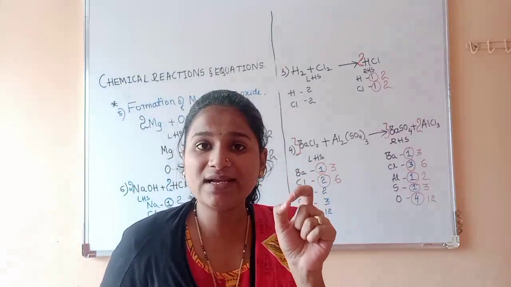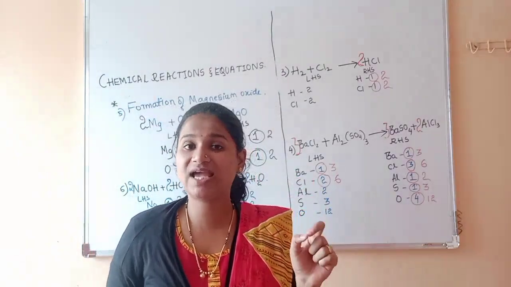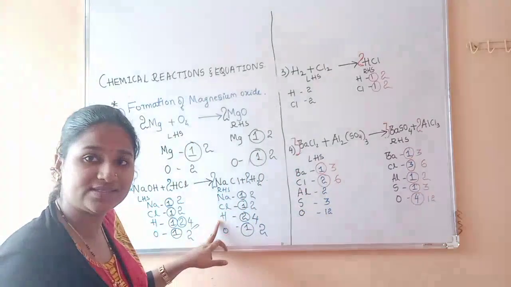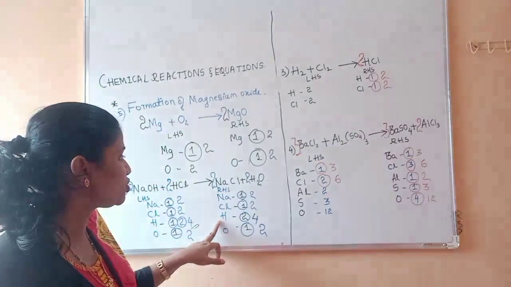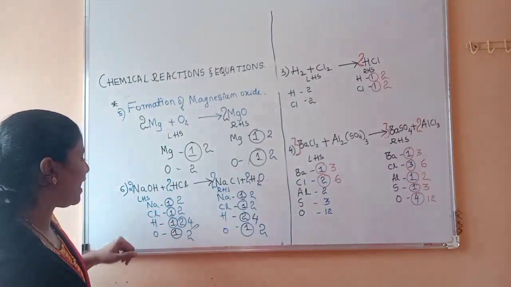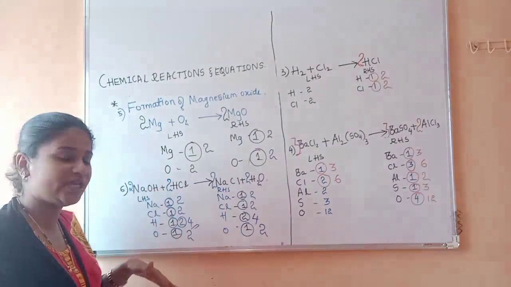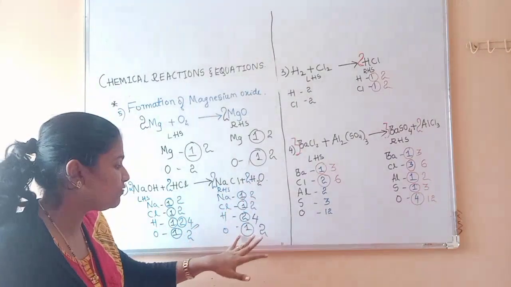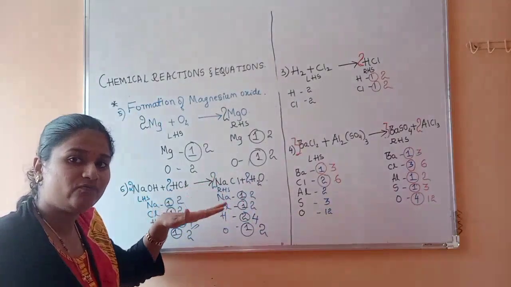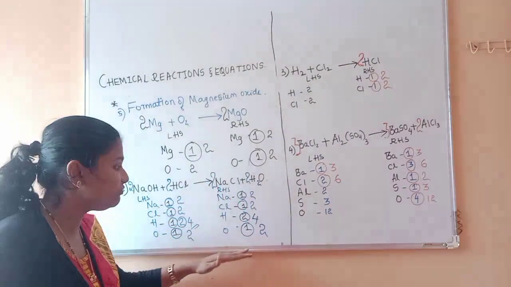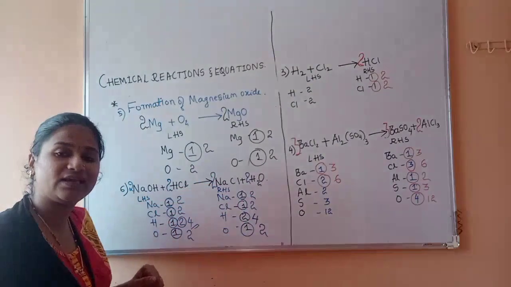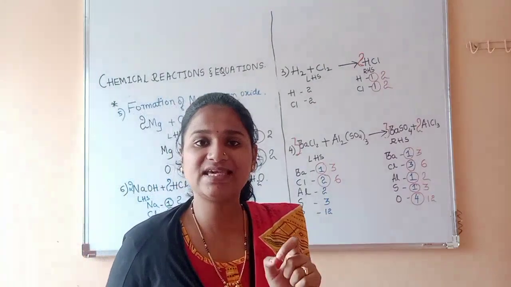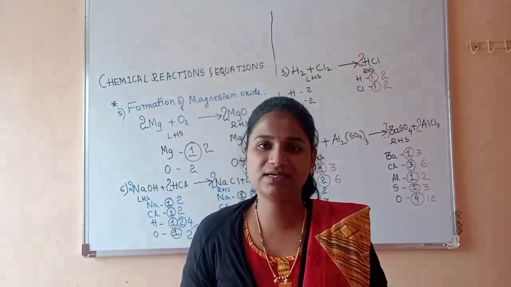If any one atom is not balanced, we have to balance it. See here, only hydrogen was not balanced, so we balanced it. For balancing hydrogen, we need to change so much in a chemical equation. So I am saying repeatedly, balancing chemical equation is a very important concept.